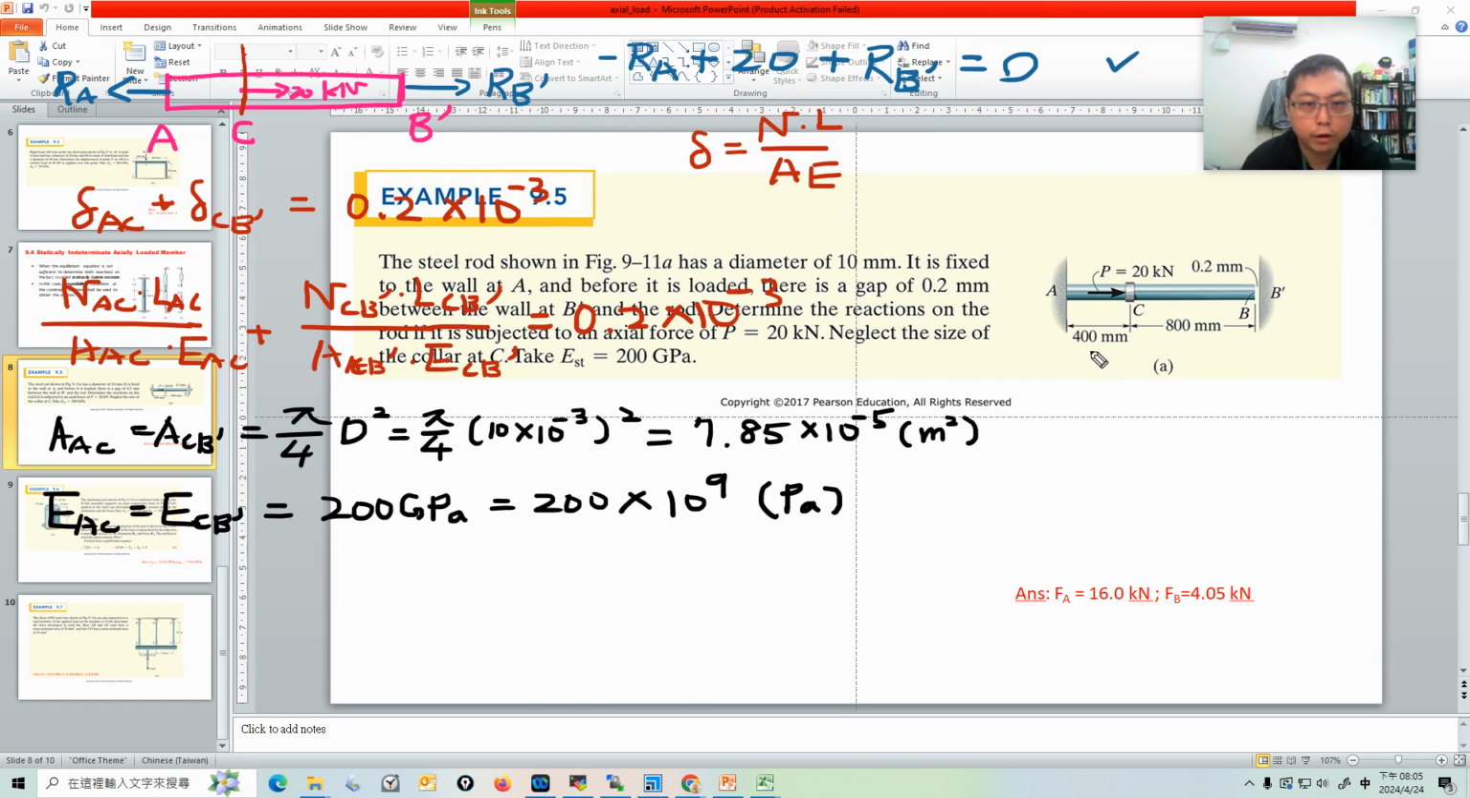L_AC is 400 millimeter, and CB prime is 800 millimeter. Let's calculate A times E first, because AE is the same for both. So it's 7.85 × 10⁻⁵ times 200 × 10⁹, which is 15.7 times 10 to the power 6.